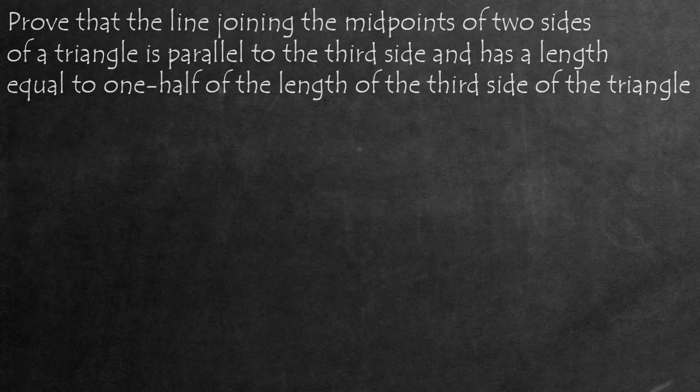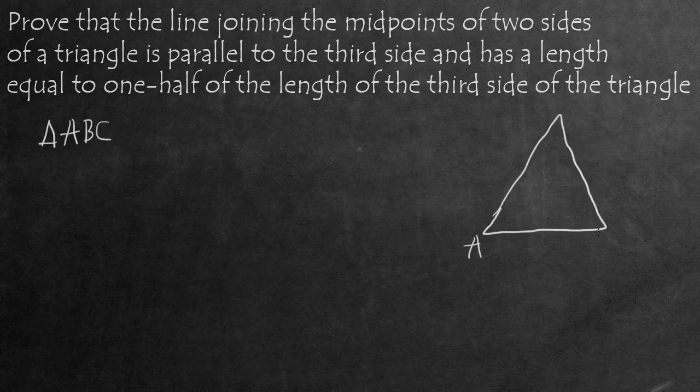Prove that the line joining the midpoints of two sides of a triangle. So we're dealing with a triangle, that's what we know so far. Let's also just draw out the triangle. Let's draw a triangle right over here and label it A, B, and C. Let's just choose two sides of the triangle: this side here, the AC side, and the CB side right there.